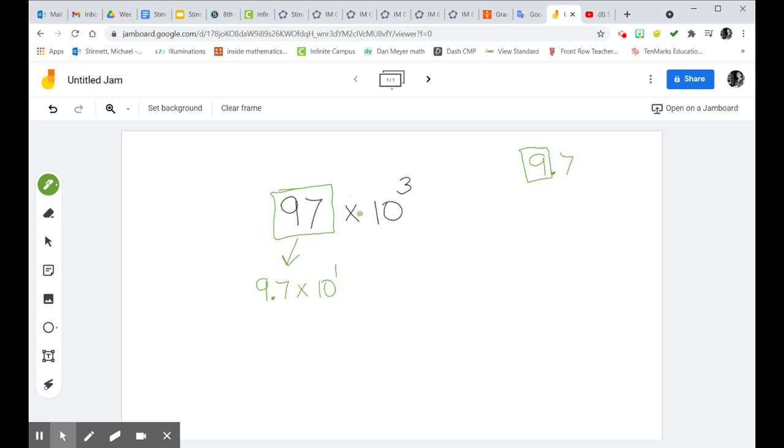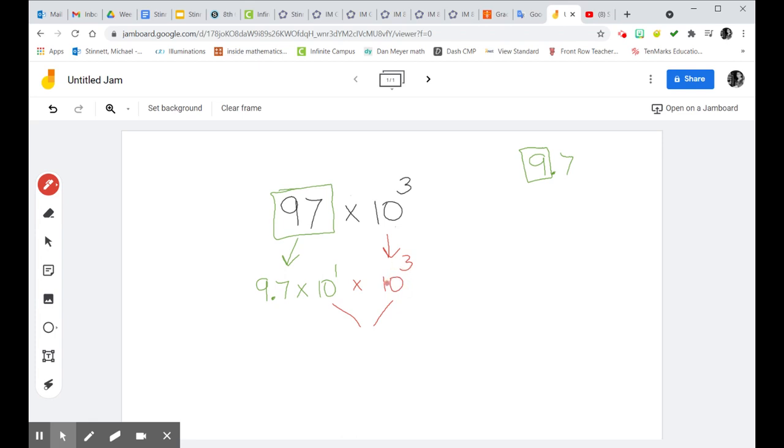So then I still need my times 10 to the third power. This still just comes down. Okay, so I brought down 10 to the third power here. Now if you notice, you kind of see a couple of things going on here. This is all one big number, okay? So here we have 10 to the first power, and we have 10 to the third power, and we can actually multiply these together. And if we think about it, we're just saying 10 times 1,000.